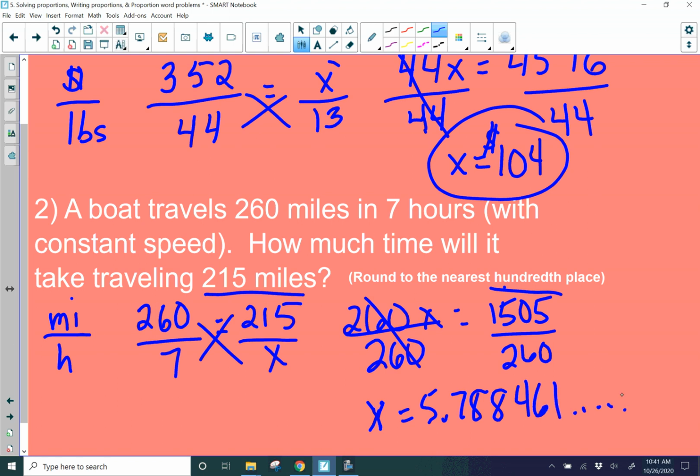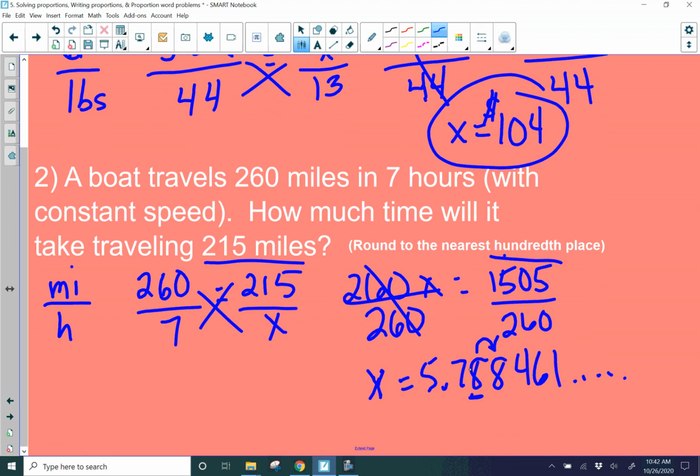5.7884661. It keeps going. So it did say to round it to the nearest hundredths place. So this 8 is in my hundredths place, which means the number to the right of it tells us what to do. 5 and above, we give it a shove. 4 and below, we let it go. So since that's 5 and above, that means my 8 is going to round to a 9, leaving us with our final answer of 5.79. X was on the bottom, which means your label should be hours.